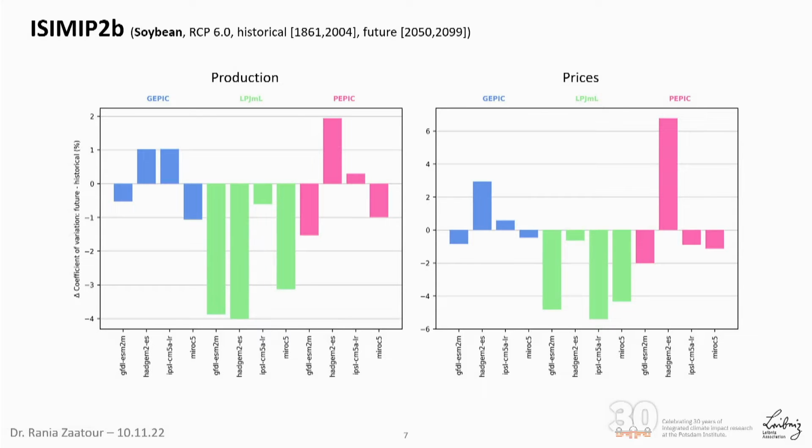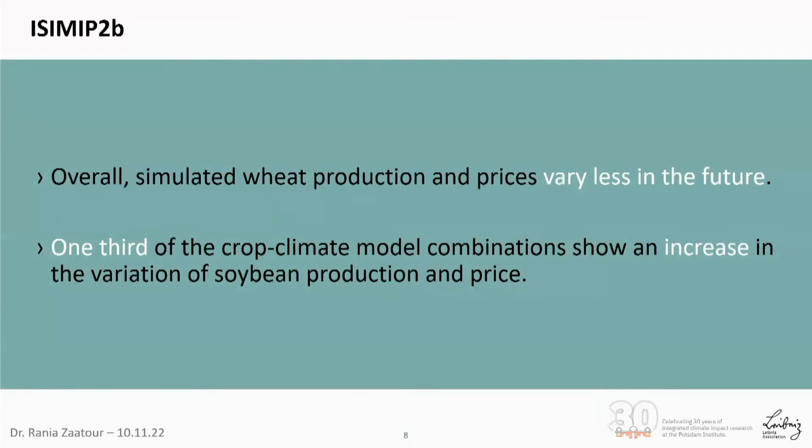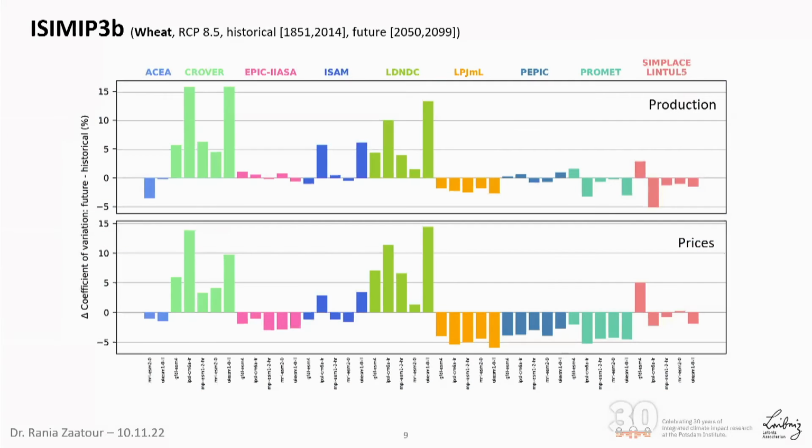So from these two results, we can take note that overall simulated wheat production and prices will vary less in the future, and that this applies also to the soybean, with the exception of one third of the crop and climate model combinations, which show that production and prices will vary more in the future than they do in the historical periods. Moving on to results from ISIMIP 3B, this is the more recent round of ISIMIP runs.